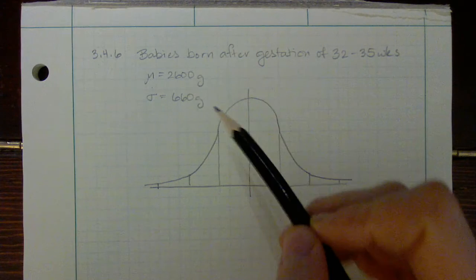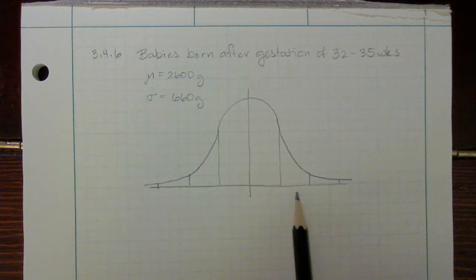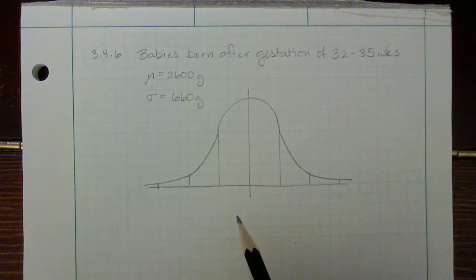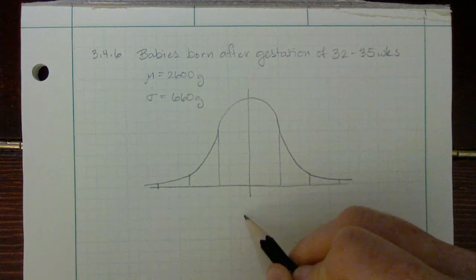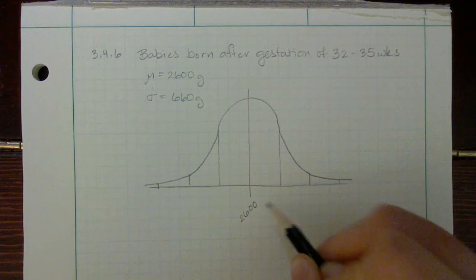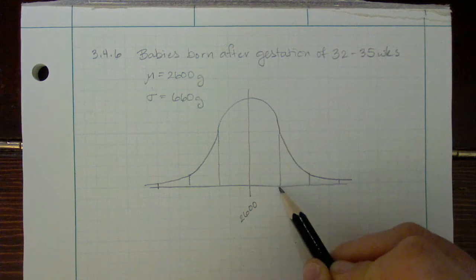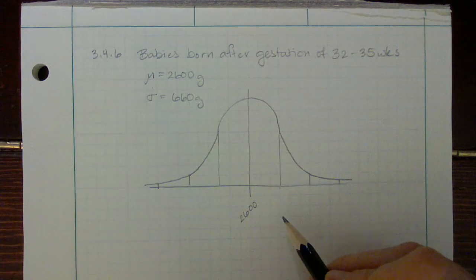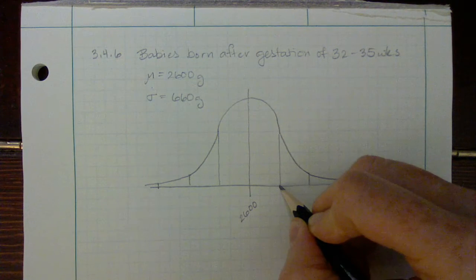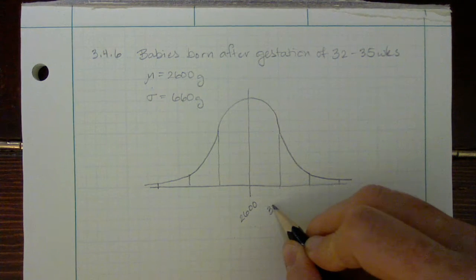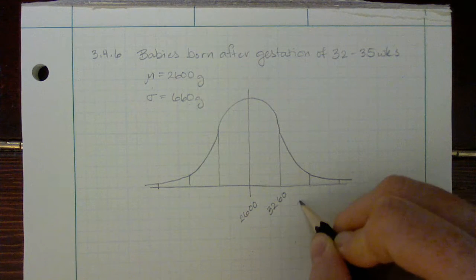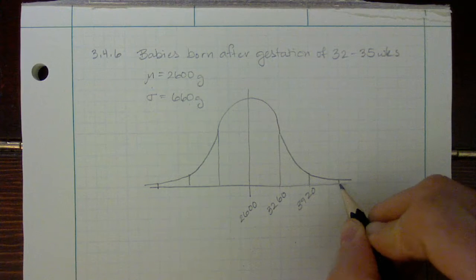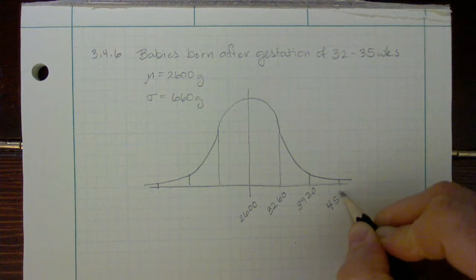So I'm going to label this as though we're talking about the empirical rule using the mean and standard deviation that are given in this problem. With a mean of 2600, I'm going to put that right in the center here, 2600. And then if I go up in increments of 660, I would be labeling these points on my curve: 3,260, 3,920, and then when I get to 3 standard deviations above the mean, I have 4,580.